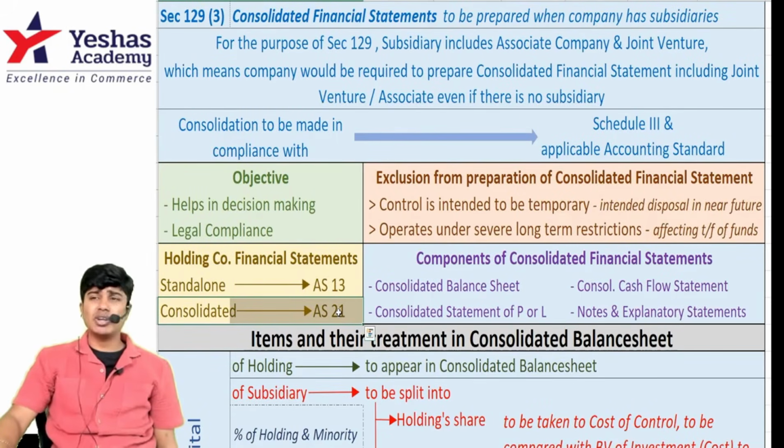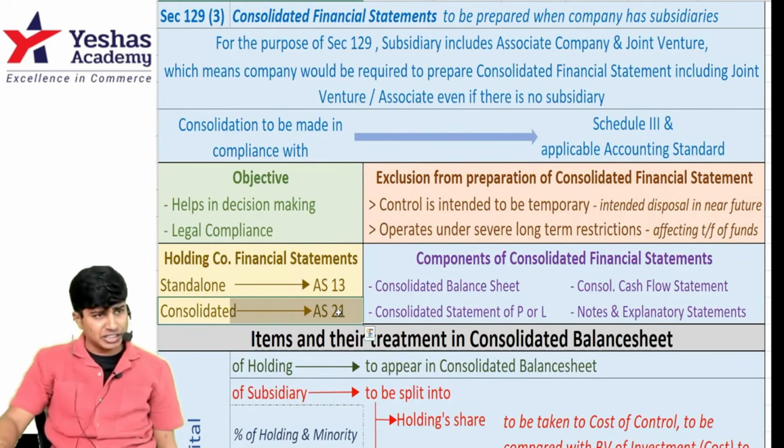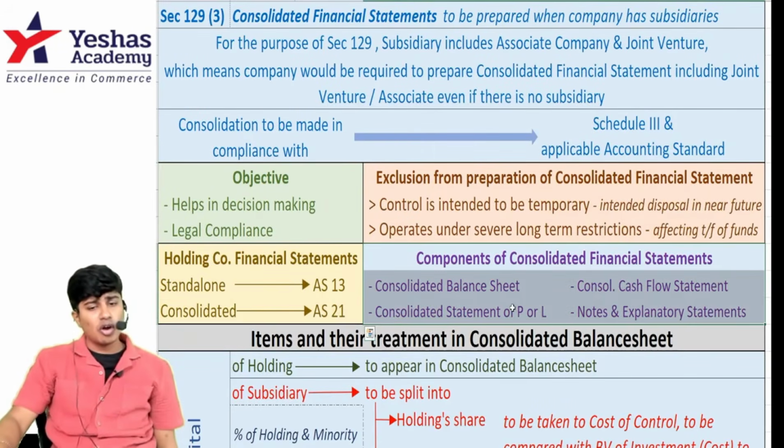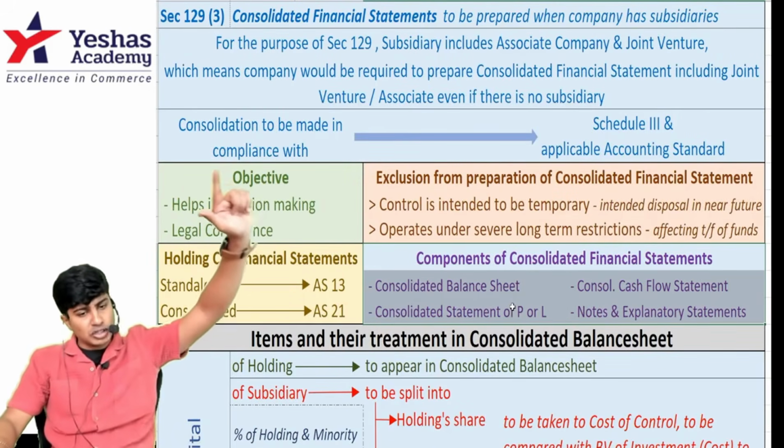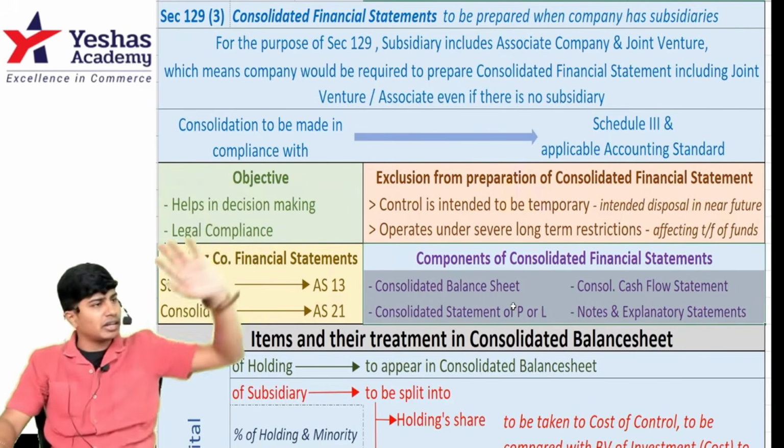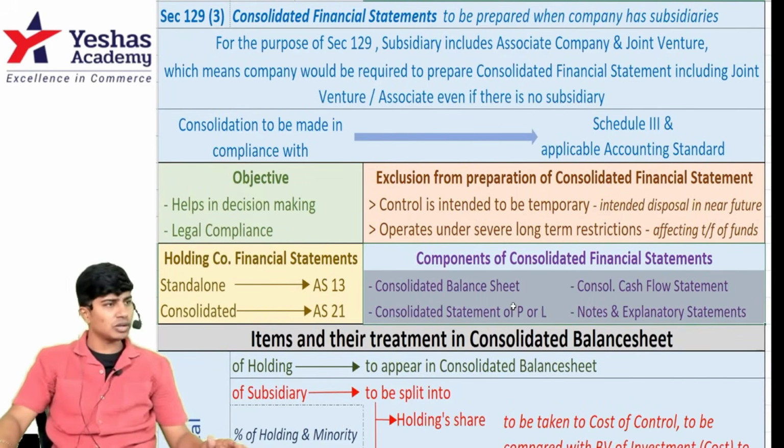Consolidation is not done just for the balance sheet. Consolidation is done for all the financial statements, which will include the balance sheet, statement of profit or loss, cash flow statement, as well as notes and explanatory notes.